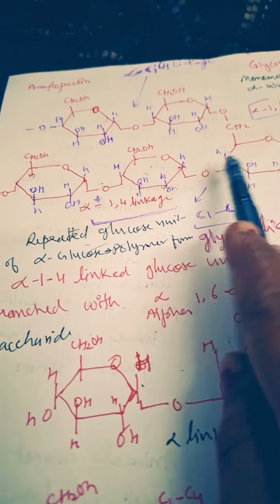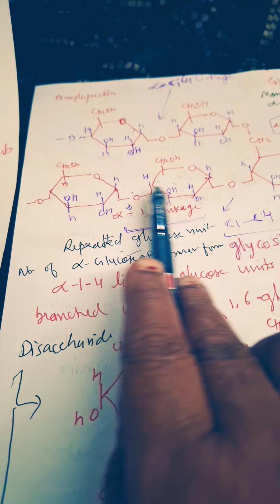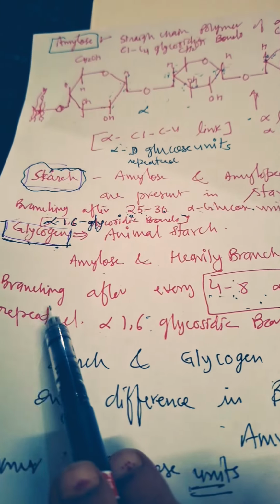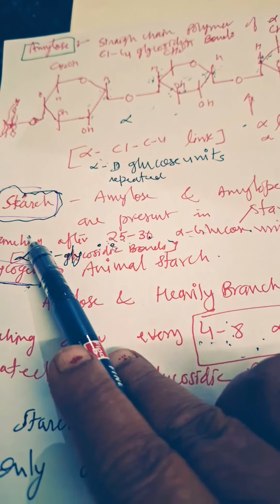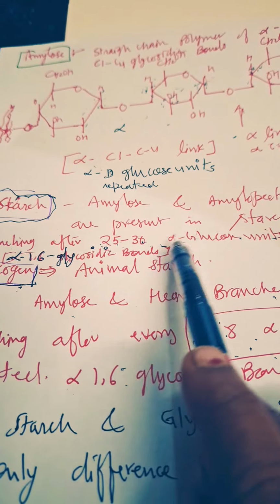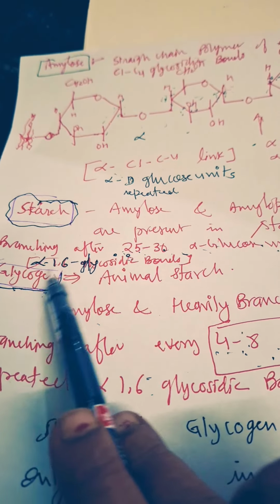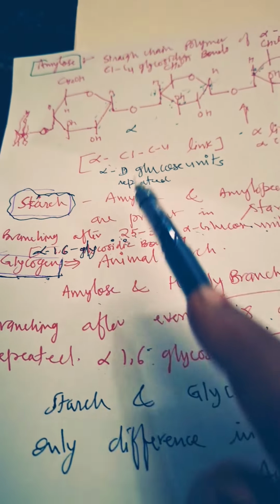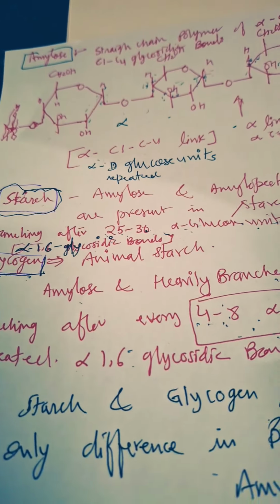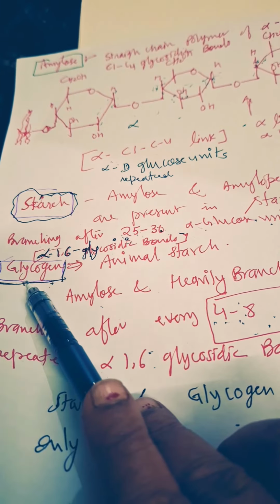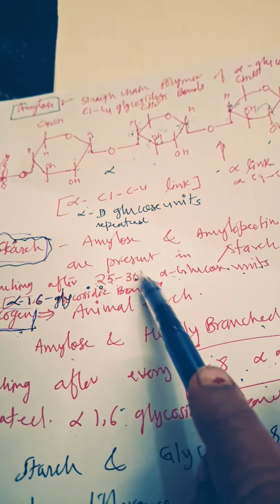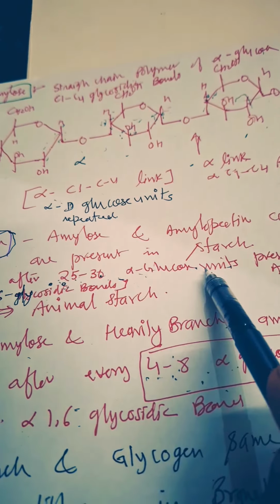So they are joined together, and again C1-C4 linkage, C1-C4 linkage, C1-C4 linkage, and after 4 to 8 glucose units there will be a C1-C6 linkage in the case of glycogen. But in the case of starch, alpha 1,6 glycosidic linkage occurs after 25 to 30 glucose units. That is the main difference only. Otherwise, both of them are structurally the same. There is heavy branching in glycogen, but in starch there is less branching, after 25 to 30 alpha glucose units.